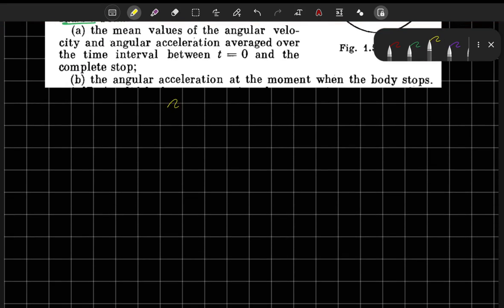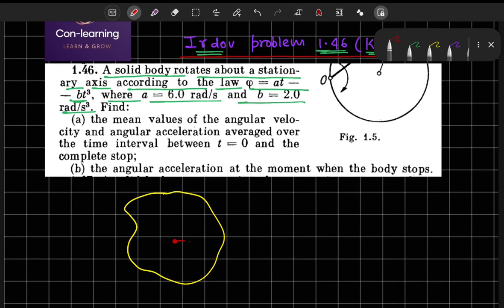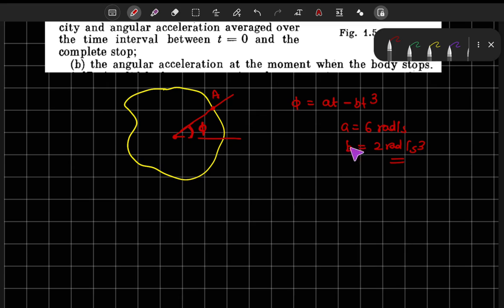So let us say we have the solid body which is rotating about the axis passing through this particular point, and for example let us say this is the point A which is making an angle of phi, and this phi is given as at minus bt cube, where a is equal to 6 radian per second and b is given as 2 radian per second cube. Let us substitute the values of a and b in this expression. So we will get phi is equal to 6t minus 2t cube.